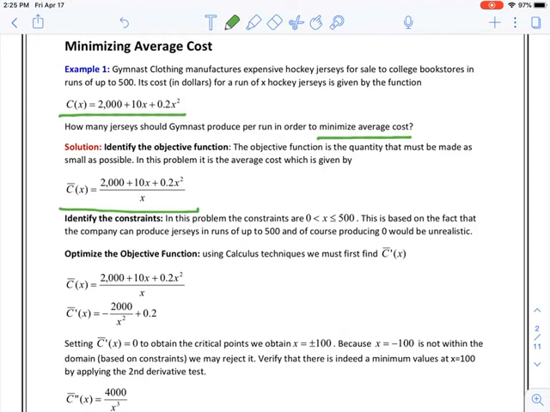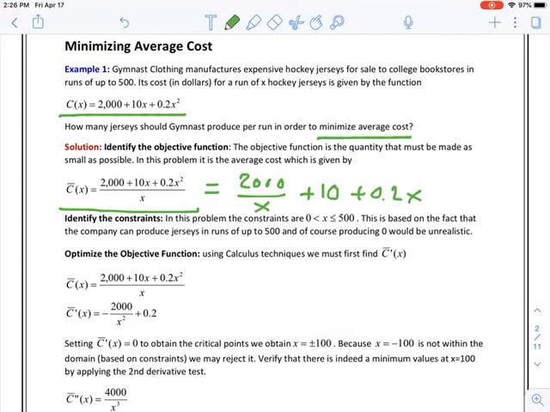So when we do that, it actually will simplify to 2,000 divided by x plus 10 plus 0.2x. So all I did was divide each term by x.